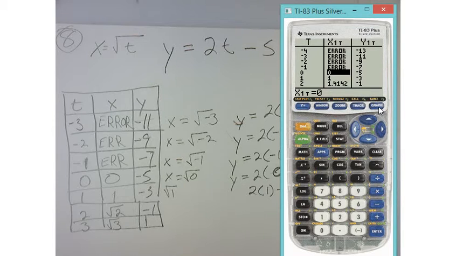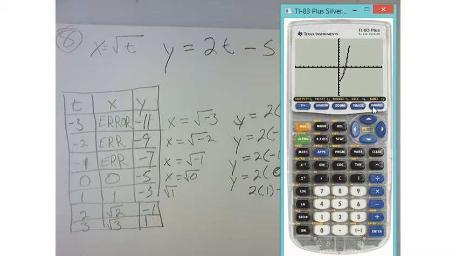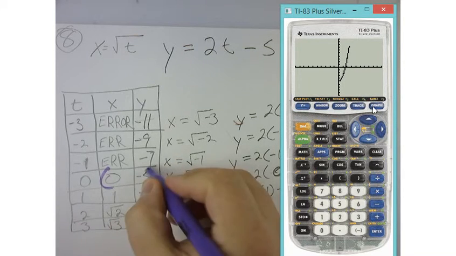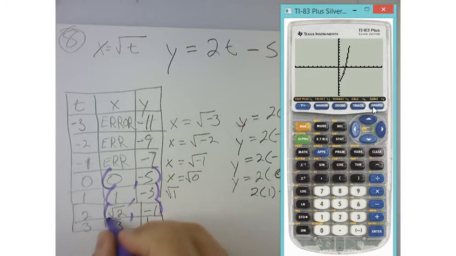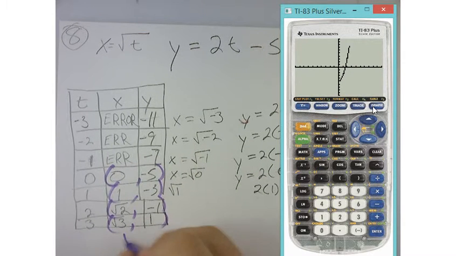And so since x equals the square root of t. Now how this looks graphically is that it looks like a parabola. Now I'll show you why it looks like a parabola in a second. But the graph is nothing more than these numbers graphed as x, comma, y.